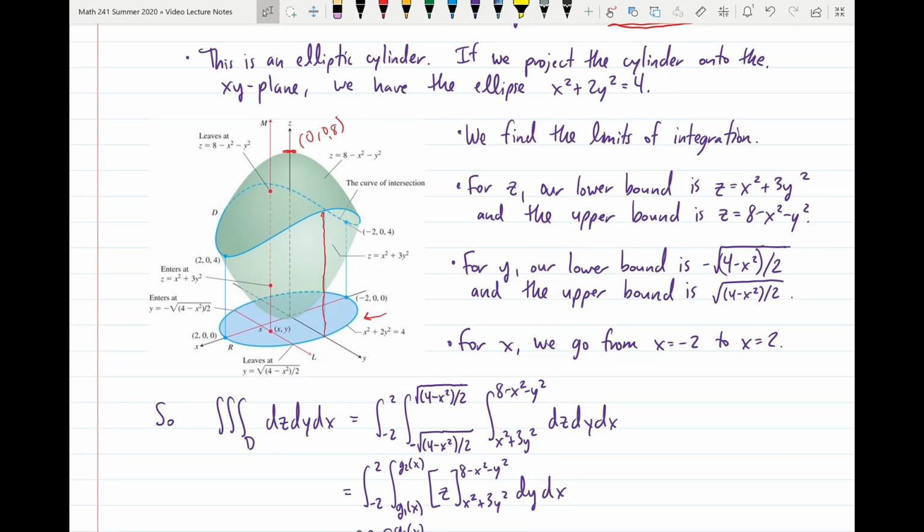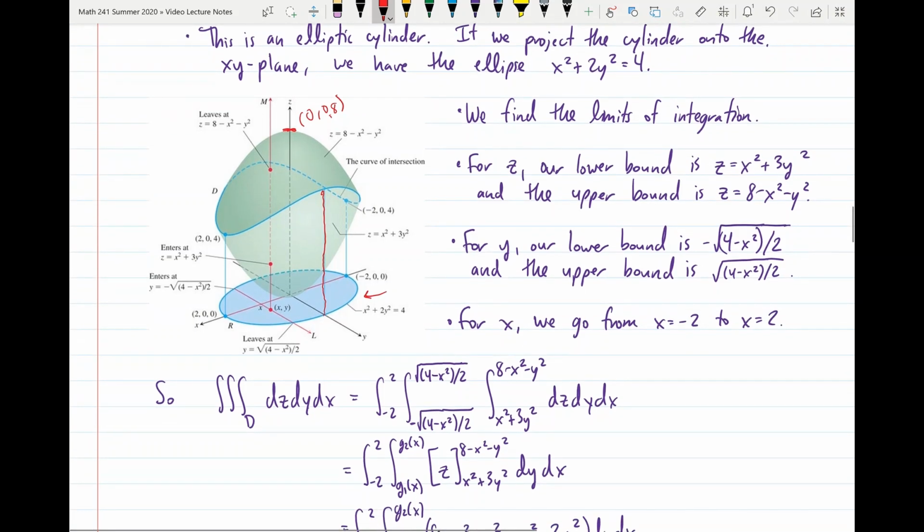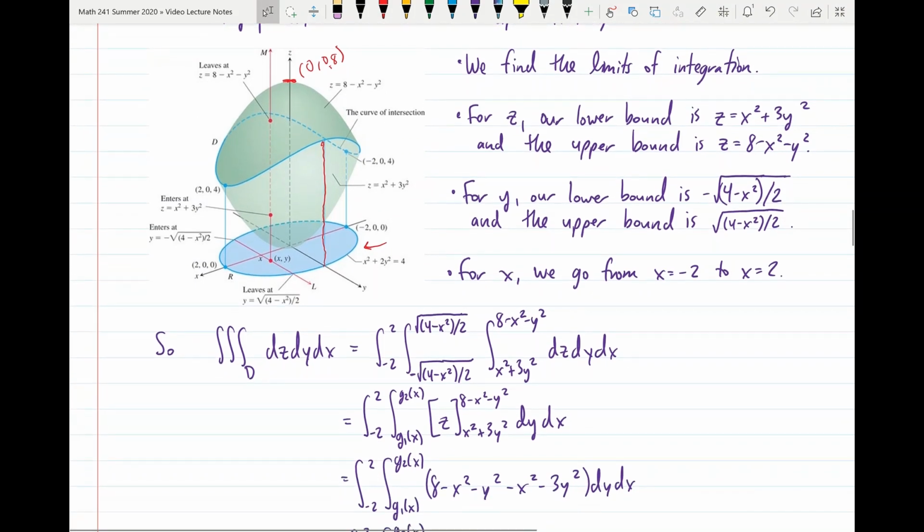Okay, so now we want to find the limits of integration for z because we're integrating with respect to z first. So we can pick any point inside of this blue region R in the xy plane, and then we can draw a line that's going up parallel to the z-axis. And notice that at all of the points inside of our region R, we enter D along the surface z equals x squared plus 3y squared. So that's the lower surface. And we exit D along the surface z equals 8 minus x squared minus y squared. So that'll give us our lower bound and our upper bound for z.